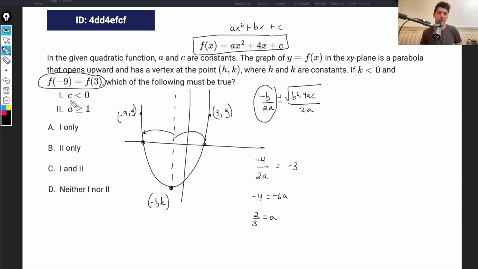So we literally know what the a value is now. Okay, so is a greater than 1? Like, no, it's not 1. It couldn't be true. Not only must it not be true, but it is factually untrue. And so I can cross off anything that includes this. And now I have to figure out if 1 must be true or if neither is true.